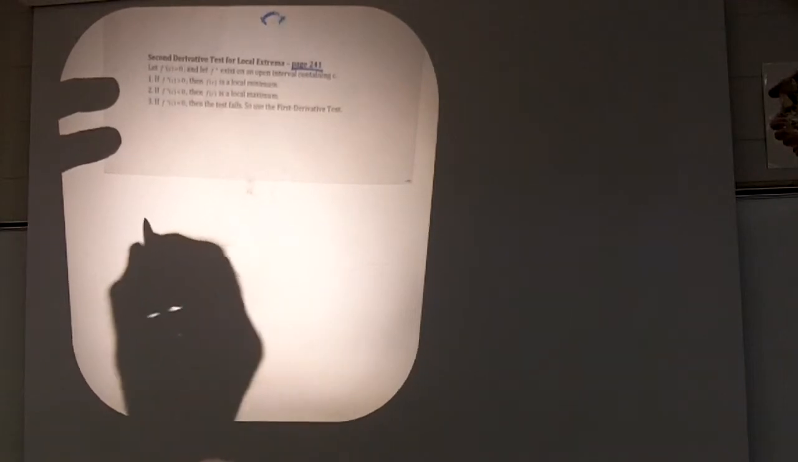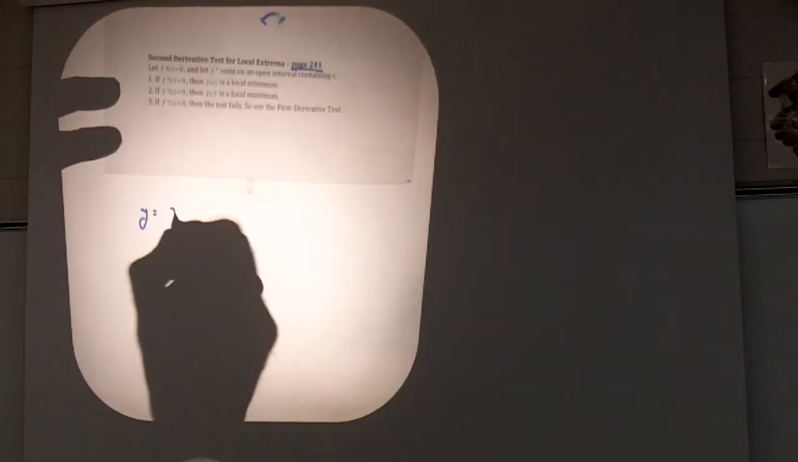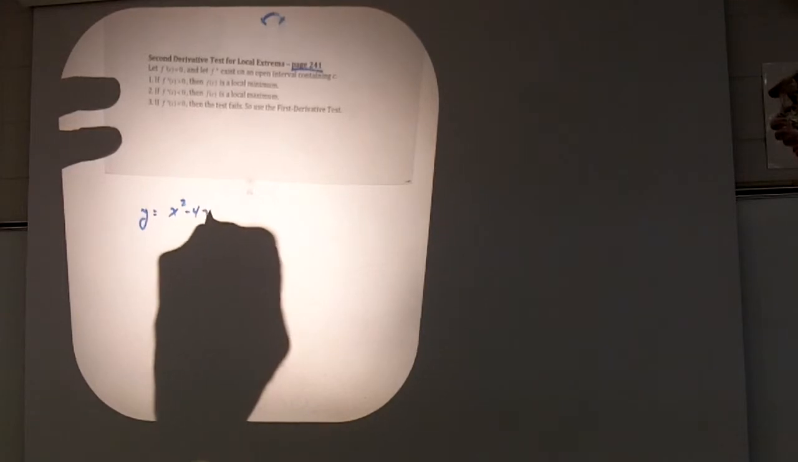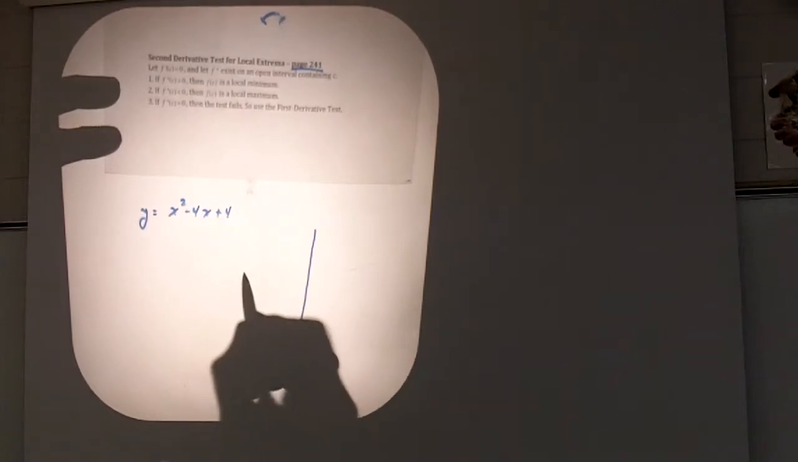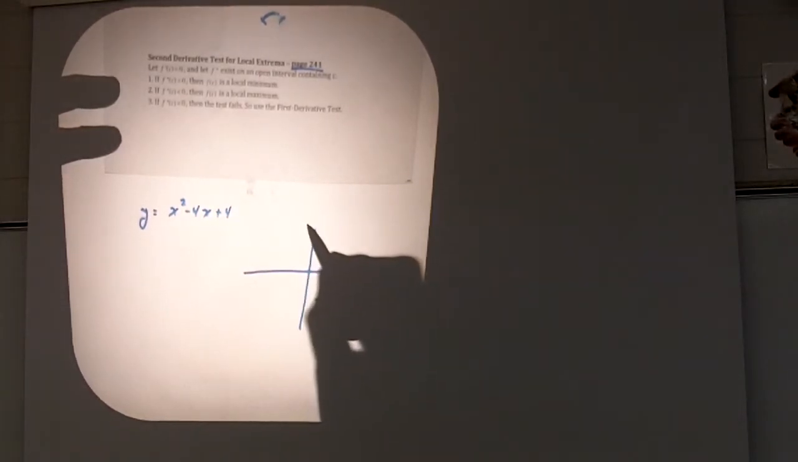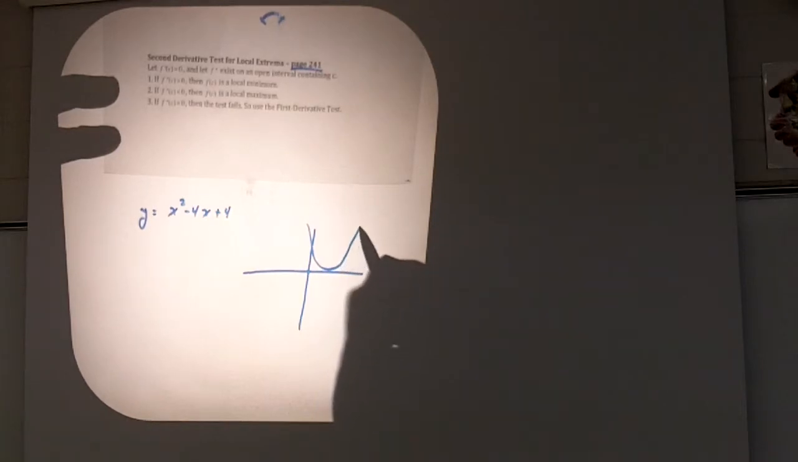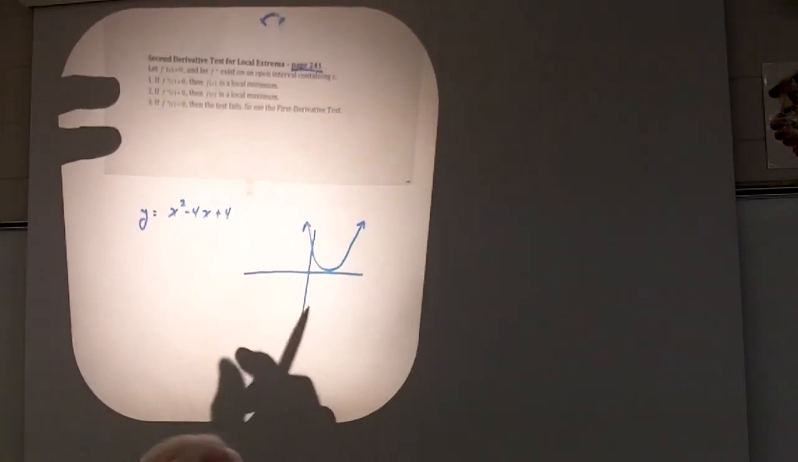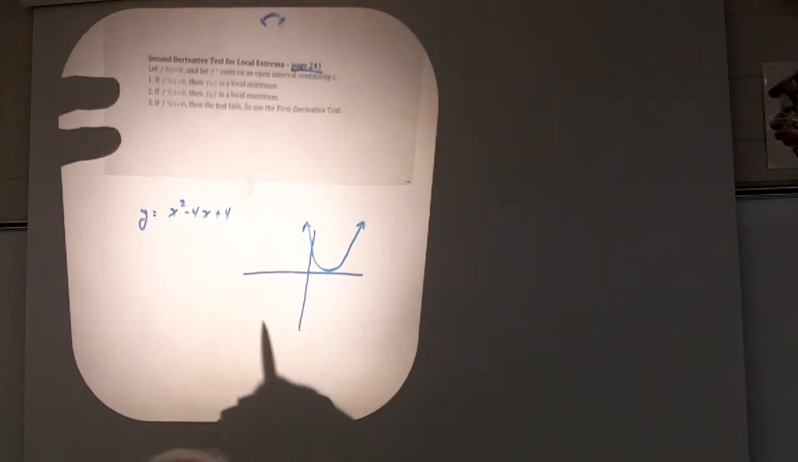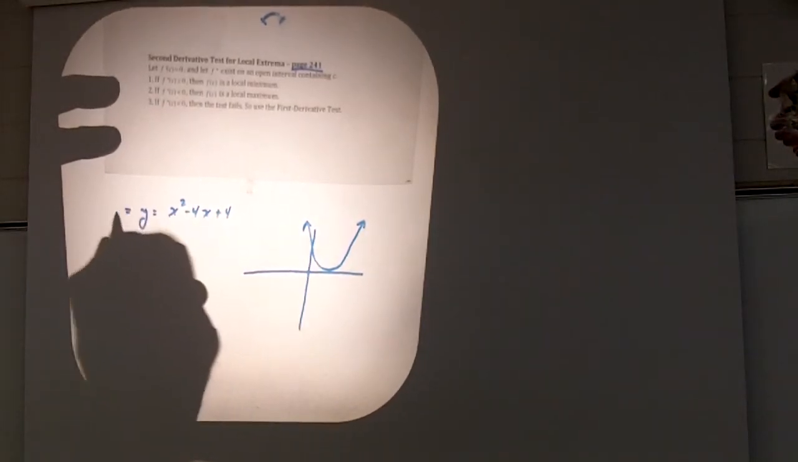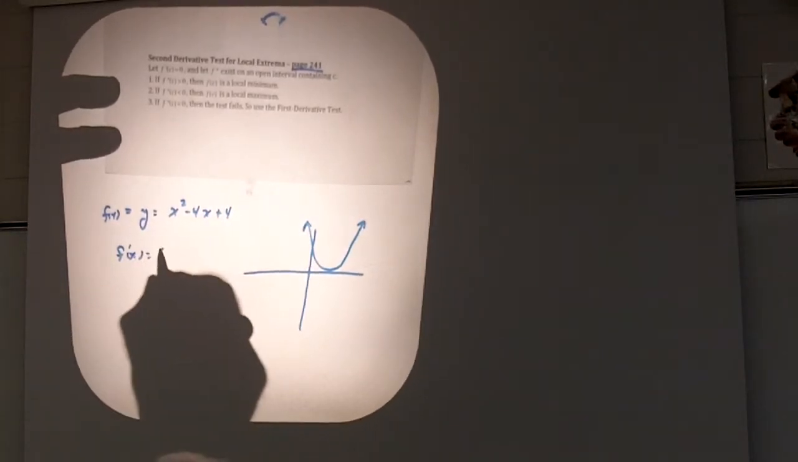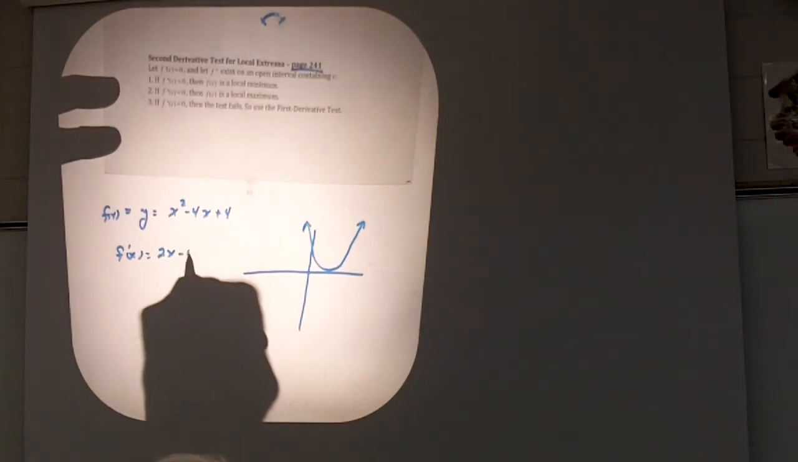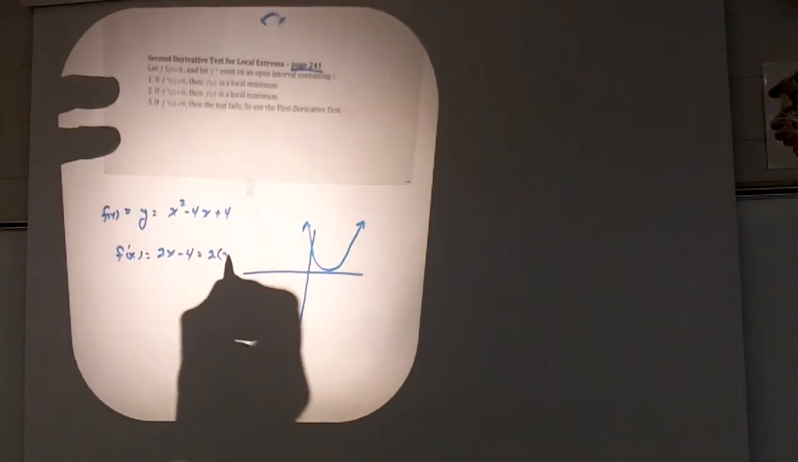Here's the function that I'm going to use. I'll put this way up here. We're going to go y equals x squared minus 4x plus 4. There's my function. We'll quickly draw this, and I think it gets graphed this way. I'm going to take the first derivative of this. We'll call this f of x. So f prime of x equals 2x minus 4, which is equal to 2 times x minus 2.